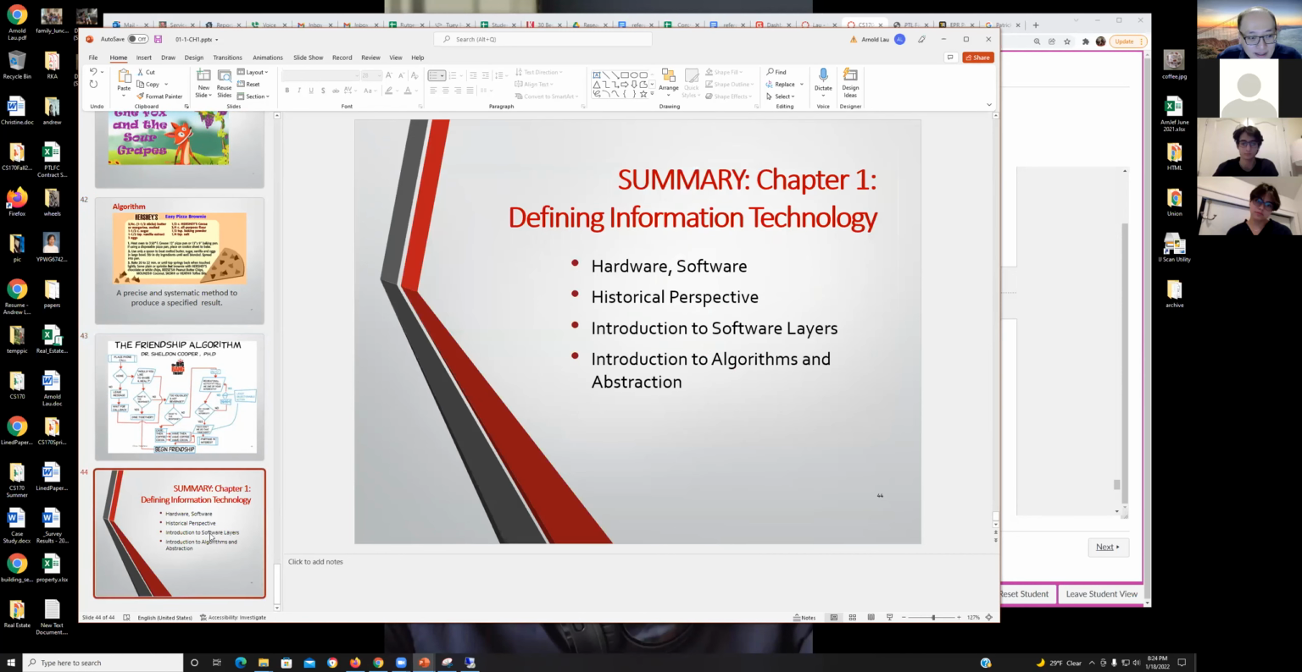Okay, and then just to summarize, right? In this intro chapter, we covered the concept of what is hardware, what is software, a little bit of historical perspective, history, right? Introduction to the idea of software layers, which I was just talking about, and the idea of algorithms and abstraction.